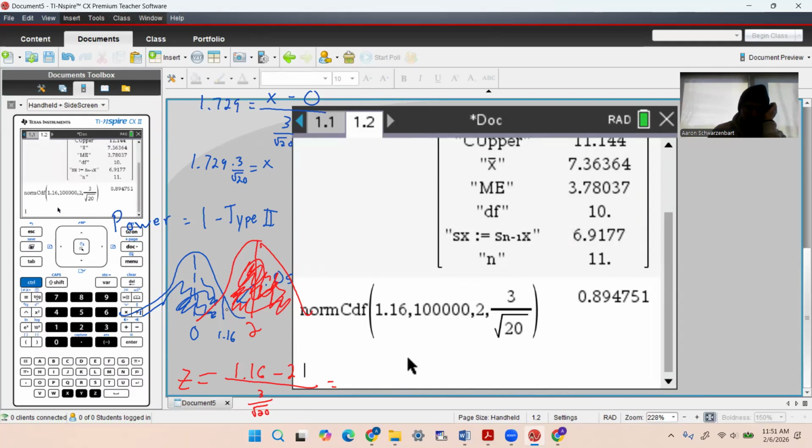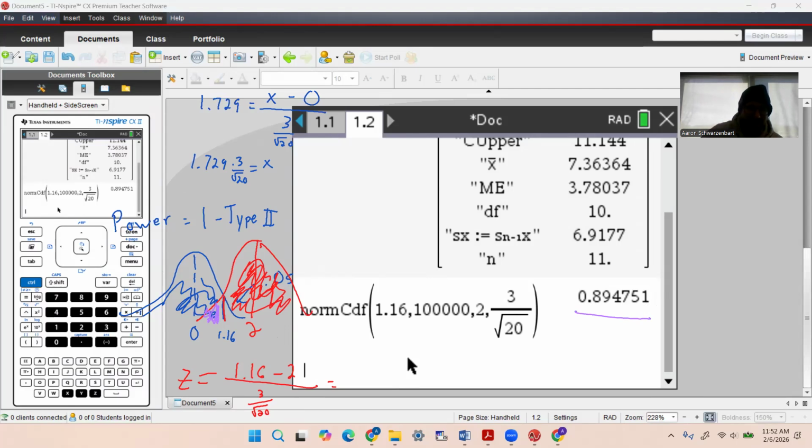The type 2 error: I did the upper part. I put my lower bound on here. The nice part with the calculator is you can put the lower bound right here and go to essentially infinity. If you had done the lower bound at negative infinity to 1.16, you'd get the type 2 error. This outputted the power. I've got almost a power of 90%. I'm probably willing to accept that.